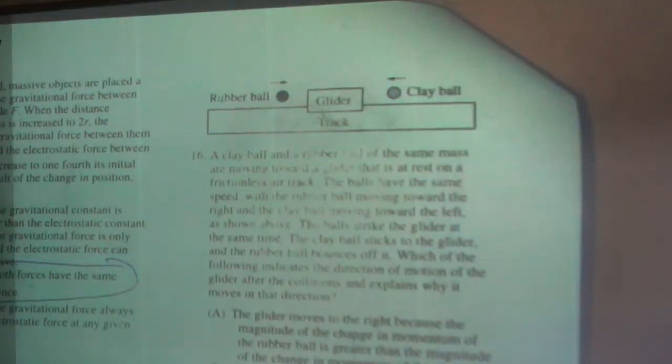One ball is moving to the right, the other moving to the left. The balls strike this glider at the same time. The clay ball sticks to the glider, and the rubber ball bounces off of it. Which of the following describes the motion of the glider after the collision?